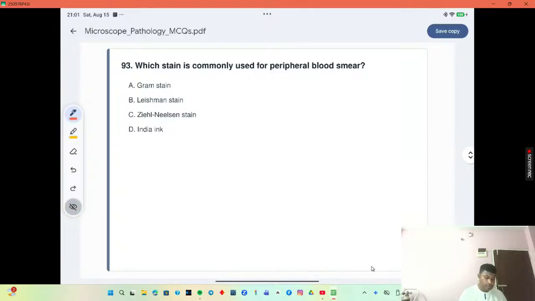Which stain is commonly used for peripheral blood smear? The stain which is used for peripheral blood smear is Leishman stain. So the right answer of this question will be option B, that is Leishman stain. Leishman stain is used for peripheral blood smear.